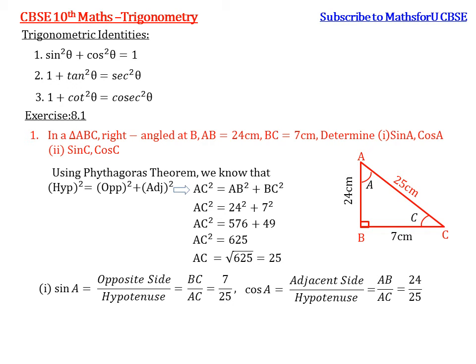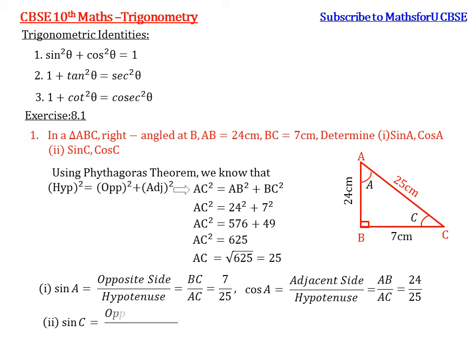AB by AC, that is 24 by 25. Now problem number 1 is over. Now we will see problem number 2. Here the angle is at C. So this is the angle which we need to use to find the opposite, hypotenuse and adjacent. Considering this, the opposite side is AB, adjacent is BC, and hypotenuse is always AC for this problem.